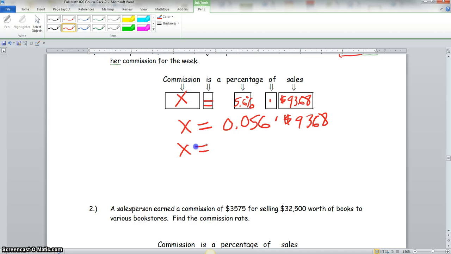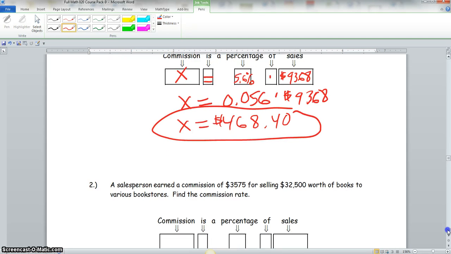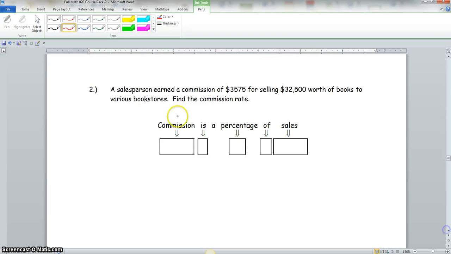Now, we had X is equal to, now we just need to multiply this 0.056 times 9,368, and that will give us $468.40, and that will be the commission. Now we scroll down here to number 2. A salesperson earned a commission of $3,575 for selling $32,500 worth of books to various bookstores.